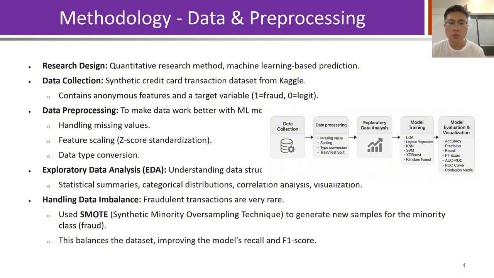A big challenge was imbalanced data. Fraud transactions are very rare. To fix this, I used a technique called SMOTE. This generates new samples for the fraud class, balancing the data set. It helps my models catch more fraud, improving recall and F1 score.